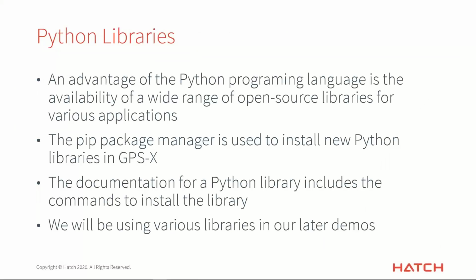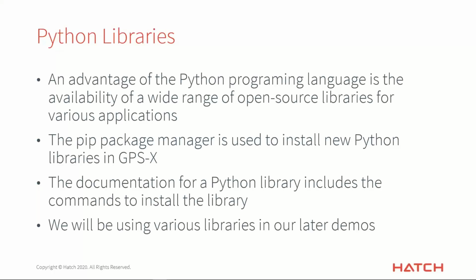So as I mentioned, a really major advantage of Python is its wealth of open source libraries that are available to it to do a wide range of applications. And just like if you're using vanilla Python, the Python in GPSX can install packages using the pip package manager. And if you ever want to install a package, usually the best place to look for instructions on how to do that is the particular library package's documentation.